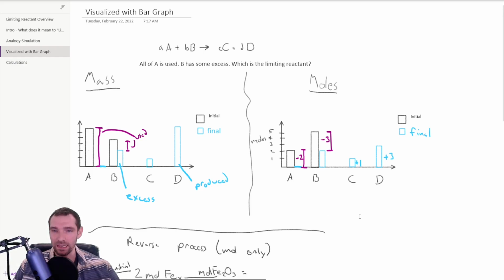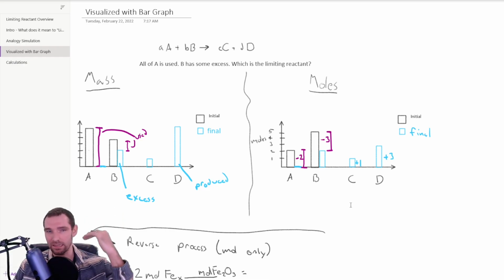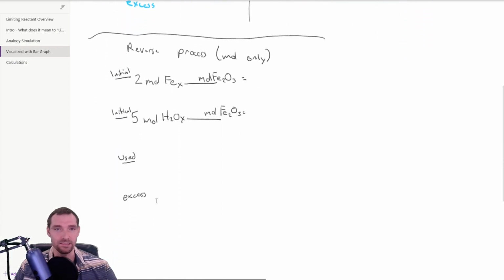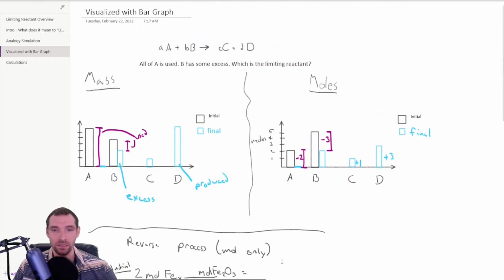And this is basically how I do my problems: I think through how much I have taken, and I label initial, used, and excess. That's what I found helps students the most with these problems, just labeling what is initial, what is final, what was used, what is excess. It's also really important to label the units and what the units are of, like the molecule that you're working with.